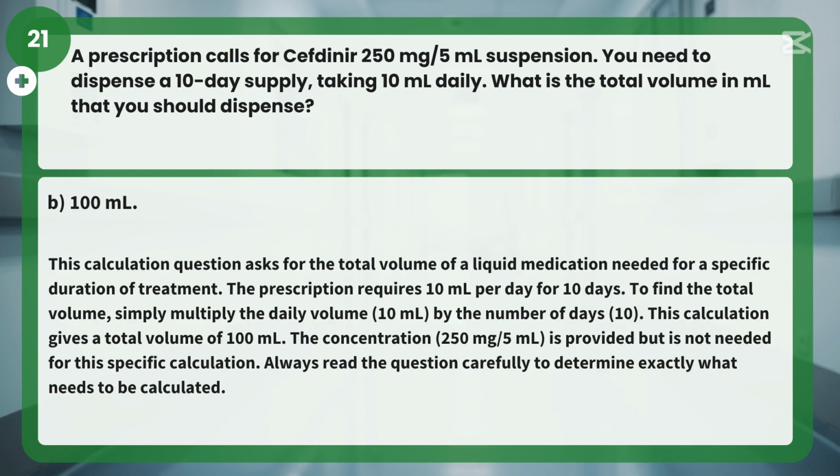Answer B. 100 ml. This calculation question asks for the total volume of a liquid medication needed for a specific duration of treatment. The prescription requires 10 ml per day for 10 days. To find the total volume, simply multiply the daily volume, 10 ml, by the number of days, 10. This calculation gives a total volume of 100 ml. The concentration, 250 mg per 5 ml, is provided but is not needed for this specific calculation. Always read the question carefully to determine exactly what needs to be calculated.